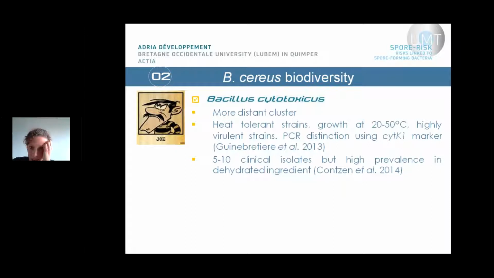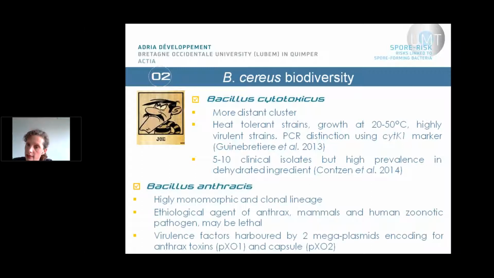Bacillus cytotoxicus is a more distant cluster. They are heat-tolerant strains with high virulence factors. It is possible to distinguish them from the other members of the Bacillus cereus group using specific markers, CK1 markers. Up to now, about 10 clinical isolates have been characterized, but there is a high prevalence of Bacillus cytotoxicus in dehydrated ingredients, according to a publication.